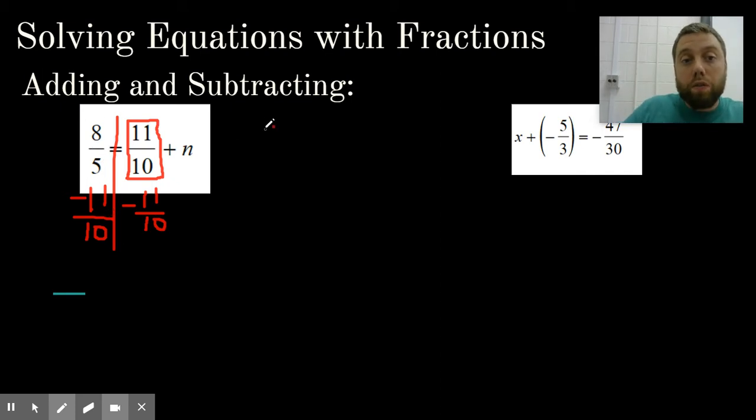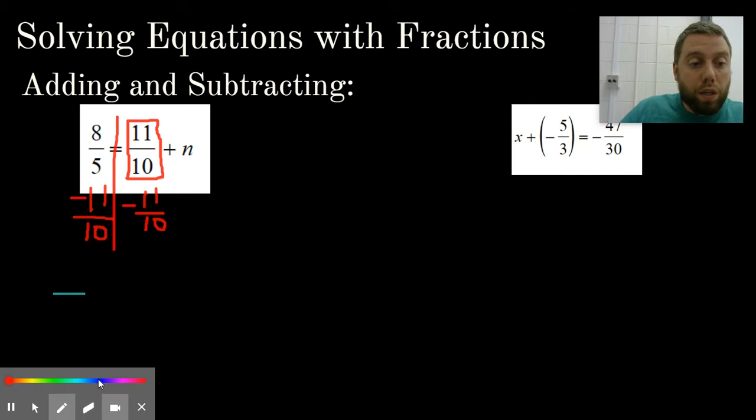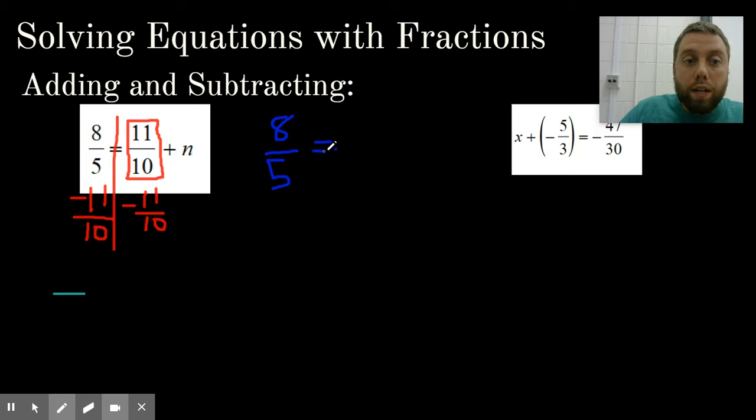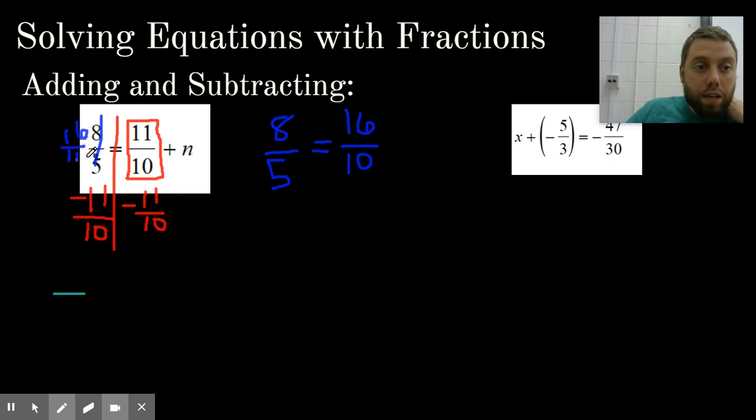So I'm going to look at this 8 over 5 real quick, and I'm going to do a little bit of work to get that. So we can't subtract it. 8 over 5, we want a common denominator of 10, so we're going to multiply by 2 to get this 10. Much like doing the same thing on both sides of an equation, if you multiply by 2 in the denominator, the lower portion, you need to multiply by 2 in the numerator, which gives us 16 over 10.